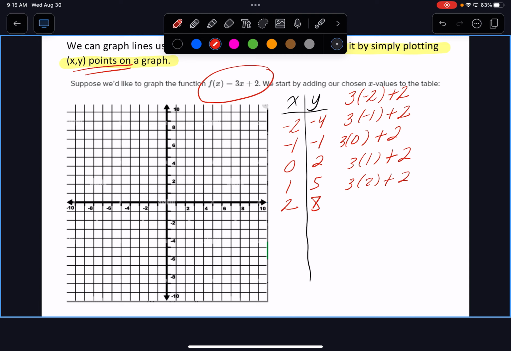-2, down 1, 2, 3, 4. Then -1, -1, over 0 up 2, over 1 up 5, and then over 2 up 8. And then you connect the dots. We just graphed a line by plotting points. Wouldn't you agree that it's easy, but it's kind of a pain to put in all the values? If they use the words graph by plotting points, you have to do this.